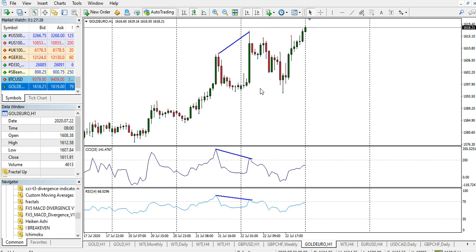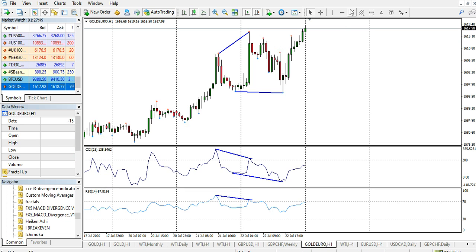With this pullback though, it provided a hidden bullish divergence for us to also get in buying. So if you compare here, you had a low to a higher low, but on the oscillator, you had a low to a lower low, right? On both oscillators, both the RSI and the CCI, okay?